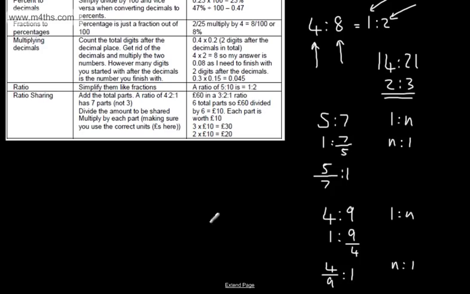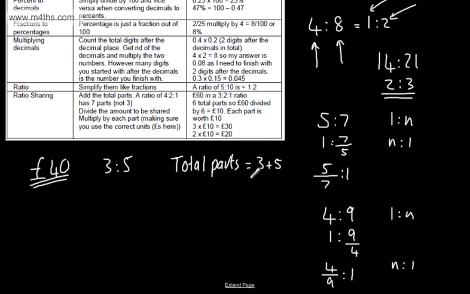Okay, let's look at ratio sharing. I've given an example here. I'll do a different example. I've won £40 and I'm going to share this in a ratio of 3 to 5. What I'm first going to look at now is the number of total parts. So total parts. A common error is to say there are 2 parts. There are not. The total parts are the sum of the 3 and 5. So total parts is equal to 3 plus 5, which is equal to 8.